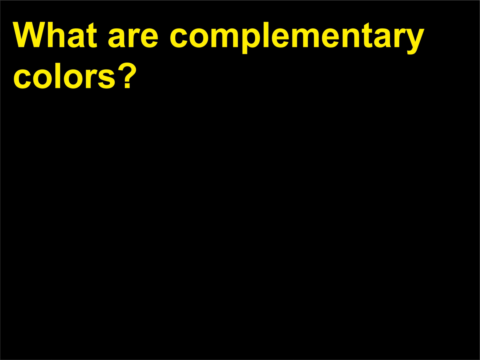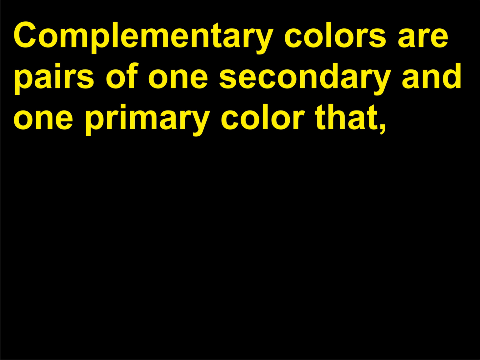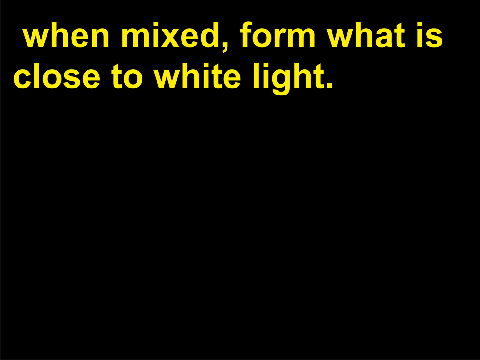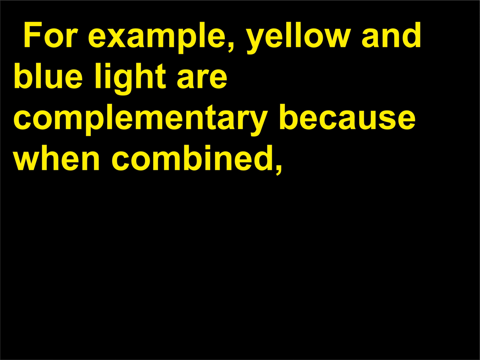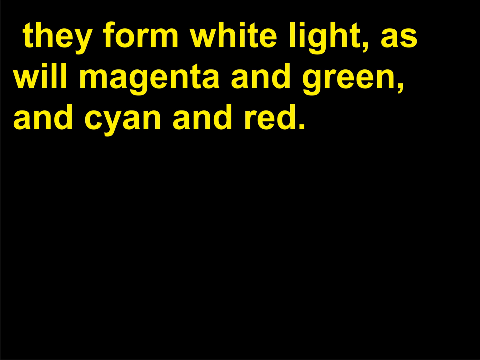What are complementary colors? Complementary colors are pairs of one secondary and one primary color that, when mixed, form what is close to white light. For example, yellow and blue light are complementary because when combined, they form white light, as will magenta and green, and cyan and red.